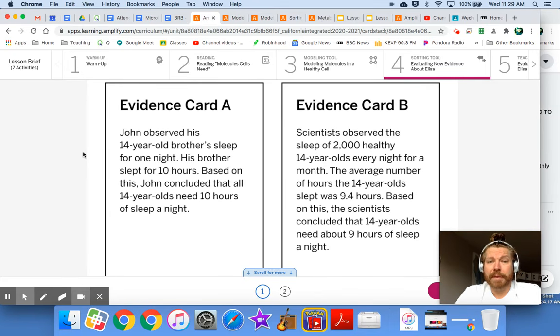Let's look at evidence card B. Scientists observed the sleep of 2,000 healthy 14-year-olds every night for a month. The average number of hours the 14-year-olds slept was 9.4 hours. Based on this, the scientists concluded that 14-year-olds need about 9 hours of sleep a night.